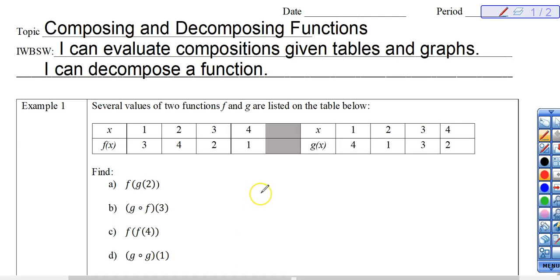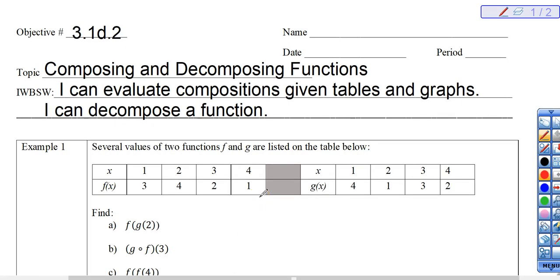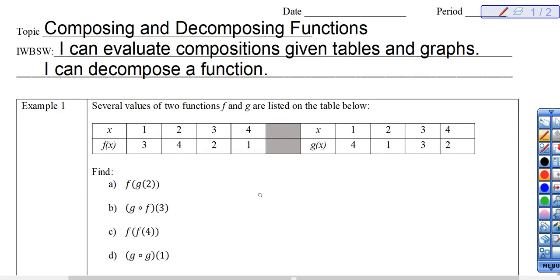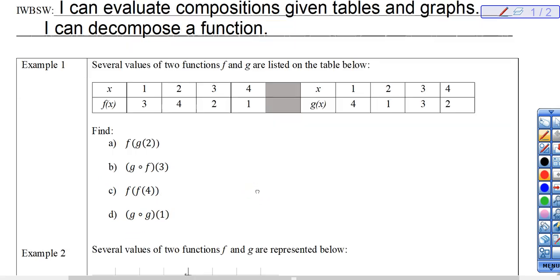Okay, so today's lesson in 3.1D.2, it's the second part of composing functions, and today's topic is composing and decomposing functions. But we won't be using algebra for composing today. We will use algebra, however, to decompose. So your objective, you will be successful when you can evaluate compositions, given tables and graphs, and you can decompose a function using algebra. Okay, so let's take a look and remember what compositions mean.